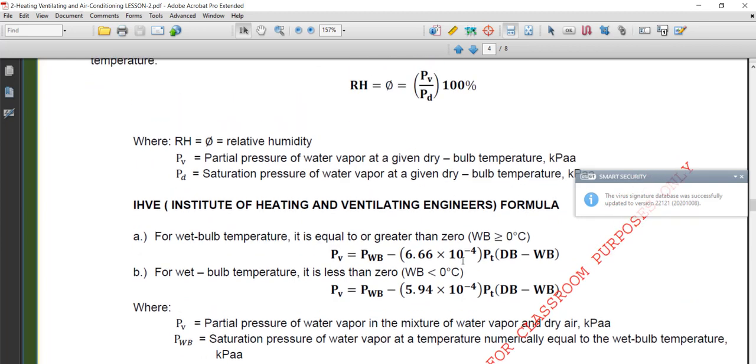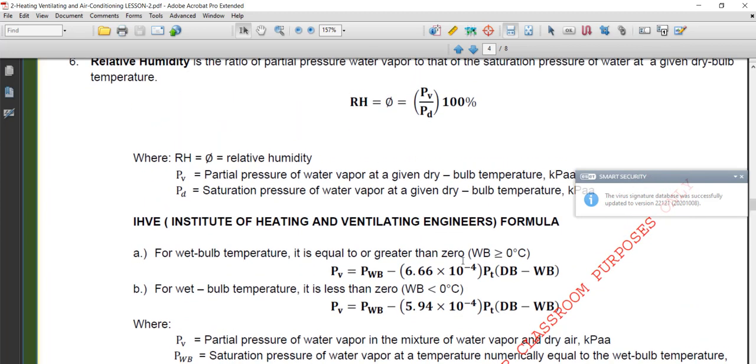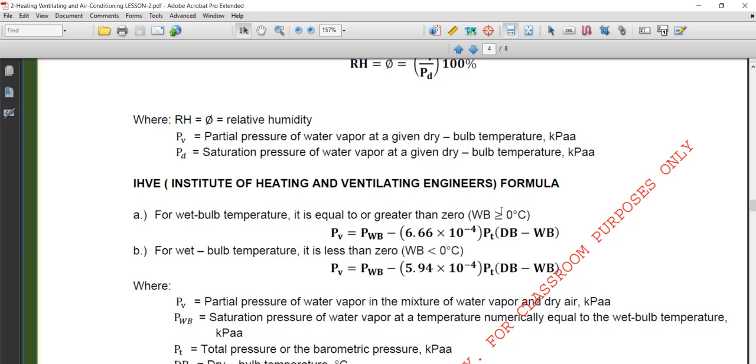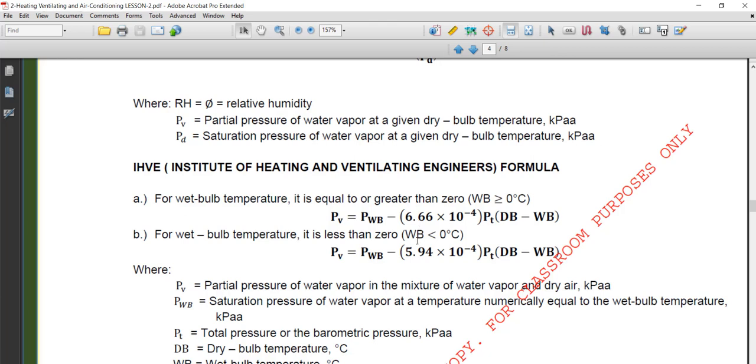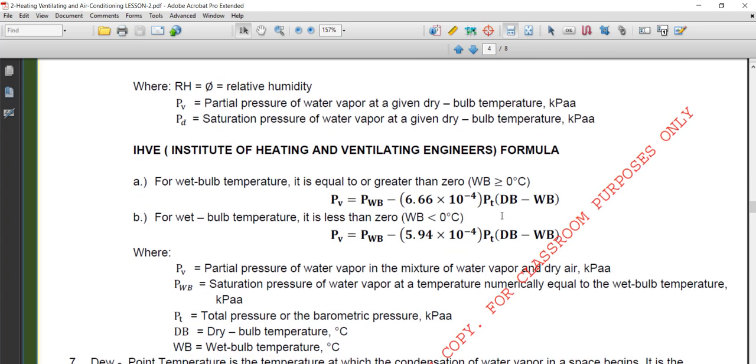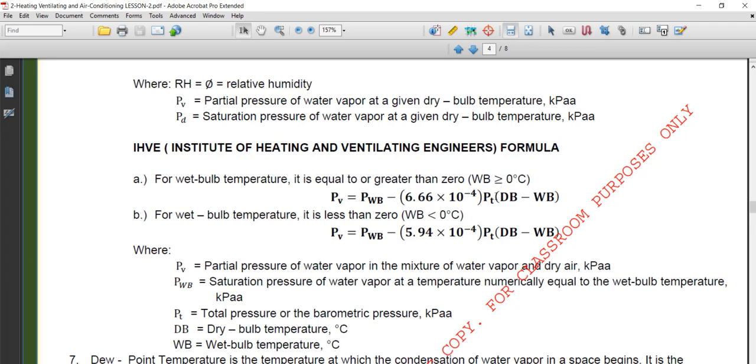Then from the IHVE, for wet bulb temperature equal to or greater than 0, okay, for wet bulb, you have your partial pressure, that will be the saturation pressure of water vapor minus 6.66 times 10 to the power -4, then times the total pressure, multiplied by the dry bulb minus the wet bulb.